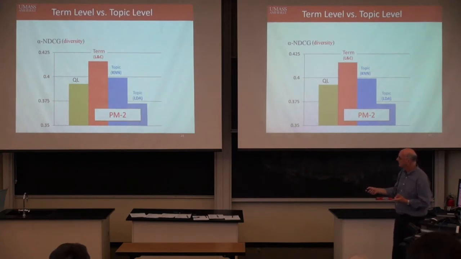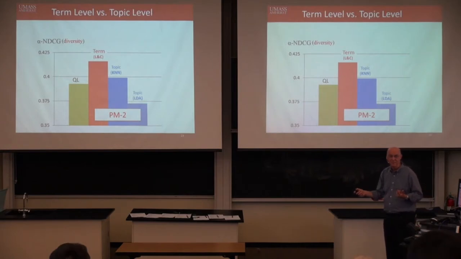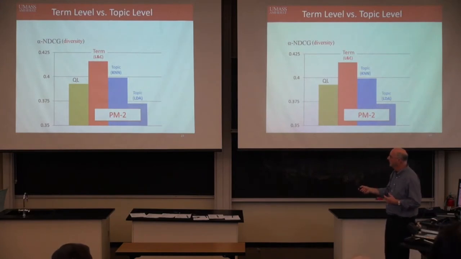So that's this method of generating the underlying vocabulary and diversifying, a nice improvement in the diversity measure. This is trying to infer the topics using k-nearest neighbor clustering, clustering the top-ranked documents, then getting a representation of those clusters and using that to diversify, not nearly as good. And using LDA is a total disaster.